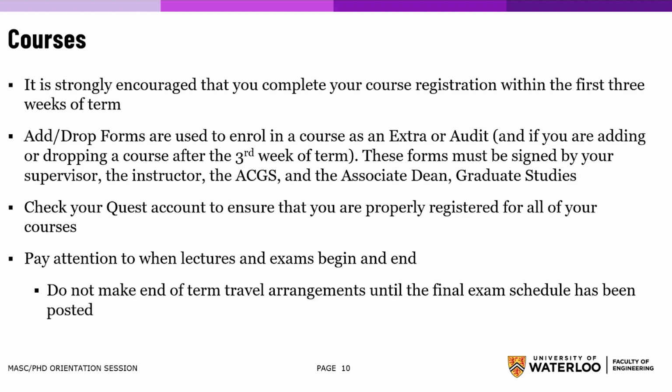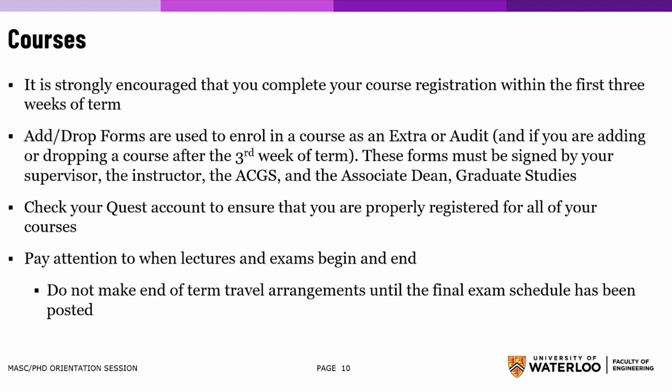What you want to do is check your Quest account to make sure that you are properly registered in all your courses. If you submit an add drop form, we will process it for you and let you know once it goes through. You should be logging onto your Quest account and checking to make sure that yes, I am enrolled in this course, and yes, it does say it's for audit. If there are any issues, then you would come back to Anna and say, okay, I'm enrolled, but it's not for audit, or I'm not enrolled at all, and we'll follow up as necessary.